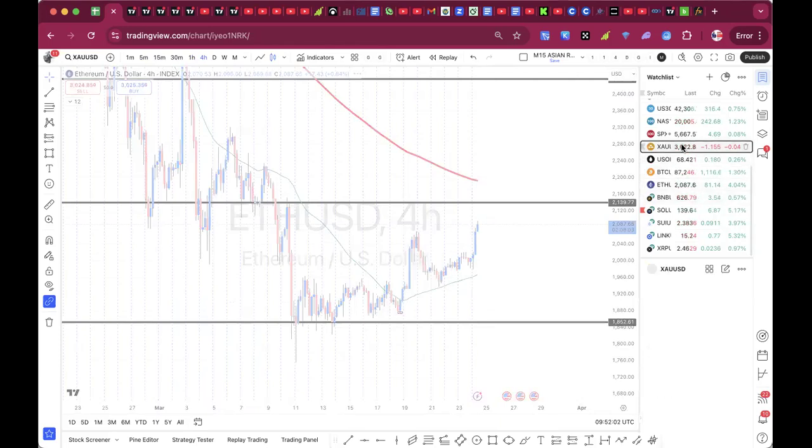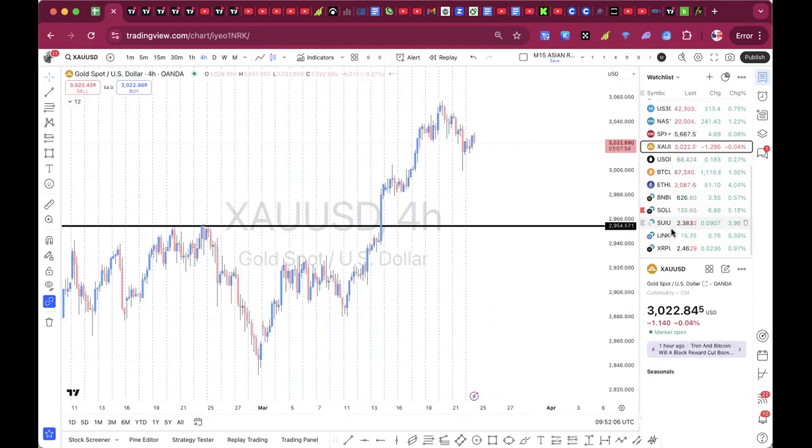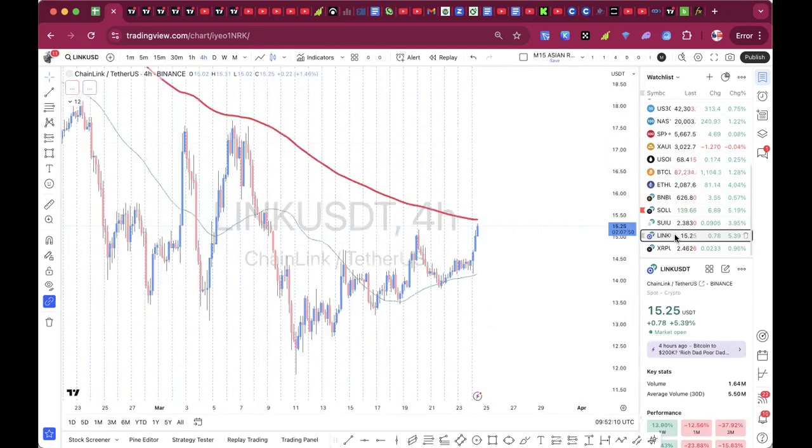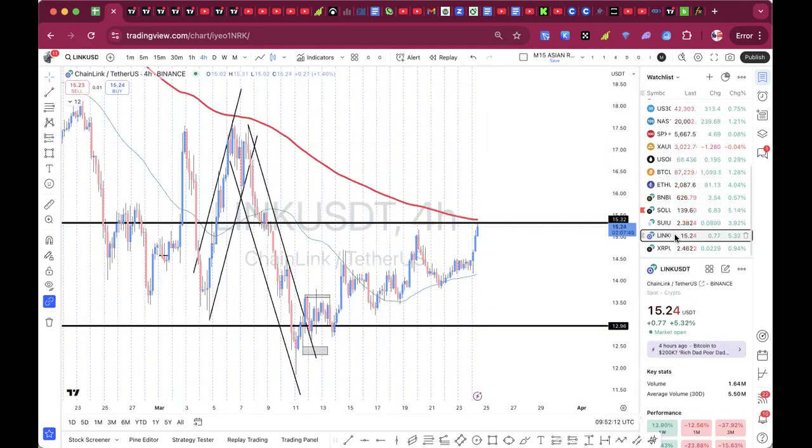So I was on gold. Okay, oh, sorry. Let's look at Chainlink, right? So you can see Chainlink now. Chainlink has gotten to a key level. Chainlink has gotten to a key level on the 4-hour time frame, and Chainlink is exactly at the key level. So the reaction of Chainlink at a key level is very important to you.